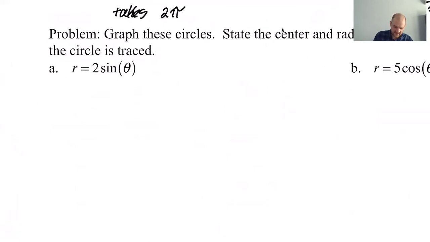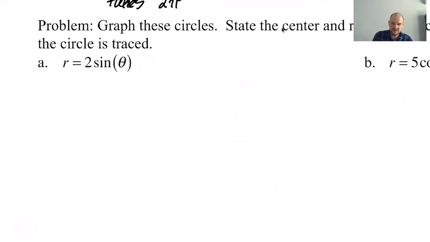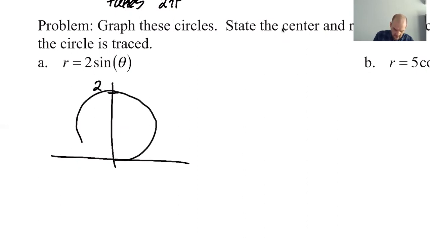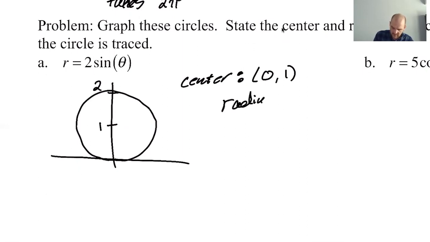So let's graph these. These are tangent to the origin, centered on one of the axes. For example, here it's positive sine, so it's going to be centered on the positive y-axis. The diameter is 2, so I'm going to get this, I guess. The center is going to be 0, 1, and then the radius obviously is 1. I guess I should write radius. It's weird because you want to abbreviate radius, but if r is equal to some polar curve, then you shouldn't really also say r is equal to 1.